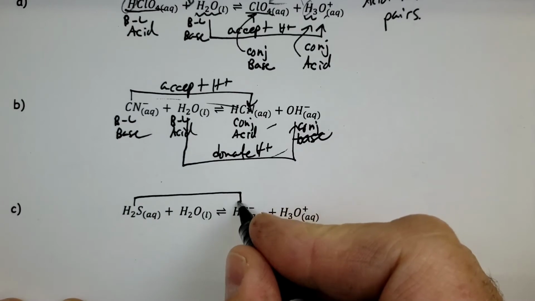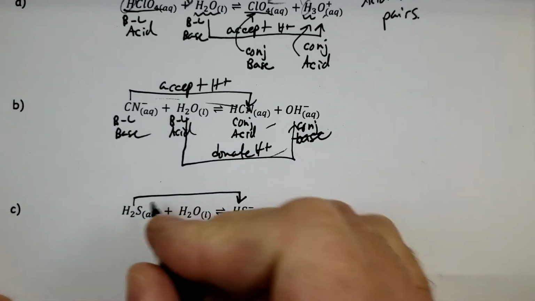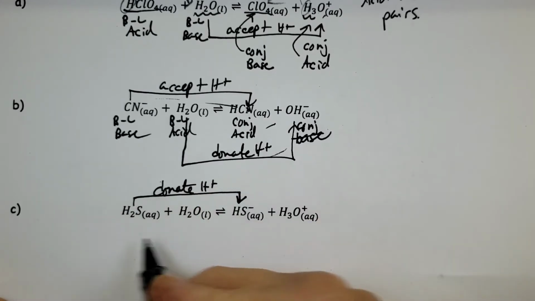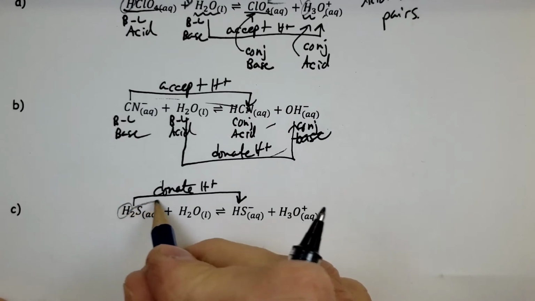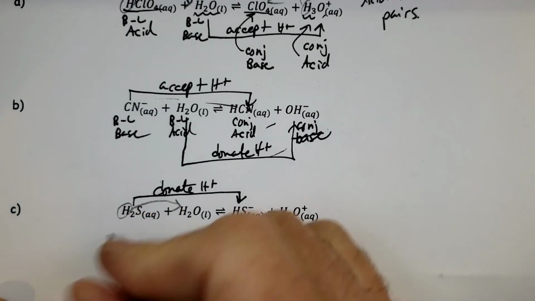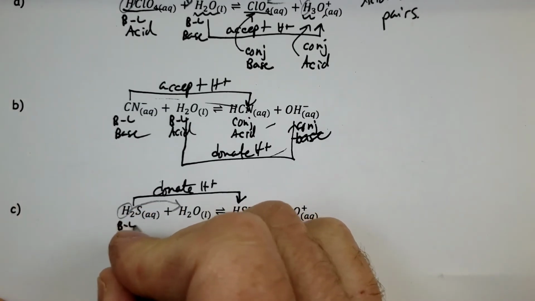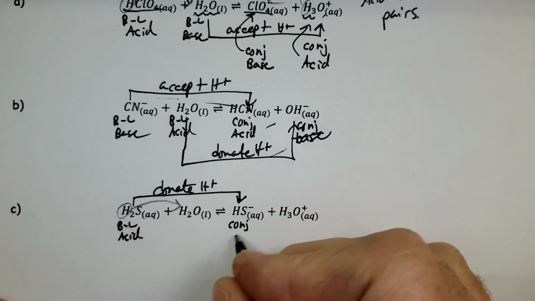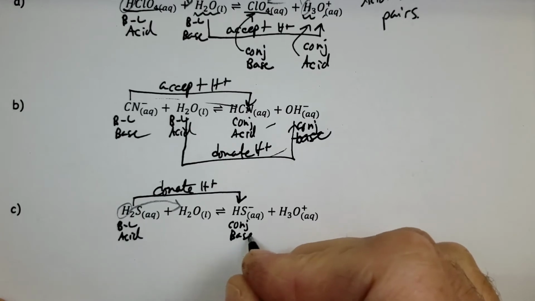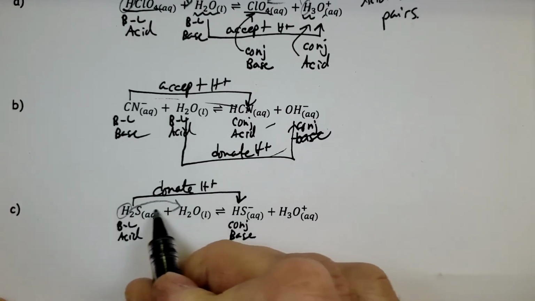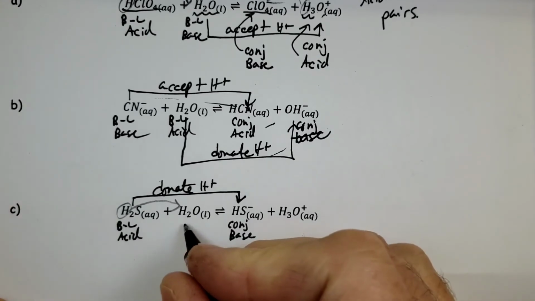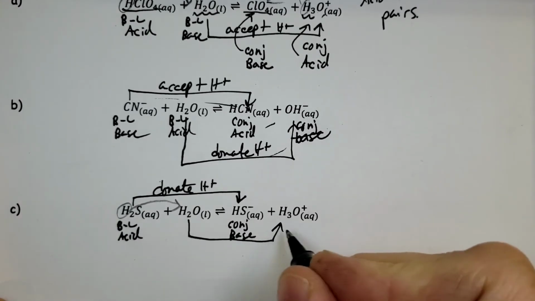Over here, H2S is closely related to HS negative if we donate an H plus. So anything that donates, we can see that this is what happened here. The H went from here to here. So this is a Bronsted-Lowry acid, which means this has to be the conjugate base. HS negative to become H2S, yes, it received an H when going from right to left. Then of course we know what's going to happen here.